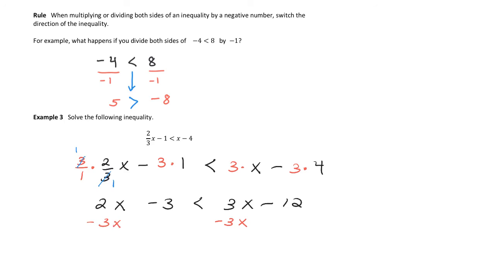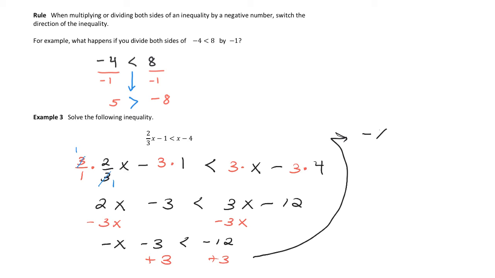And when I do that, on the left, I have -x minus 3 is less than, and then I get -12. Okay, I then have to add 3 to both sides. Running out of a little bit of room here, but I get -x on the left, still is less than, and on the right, I have -9. And we're very close to being done.